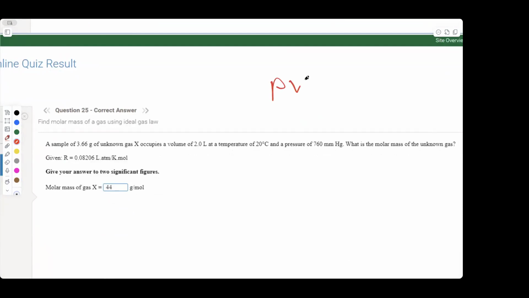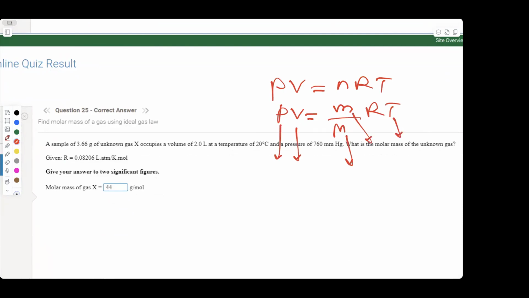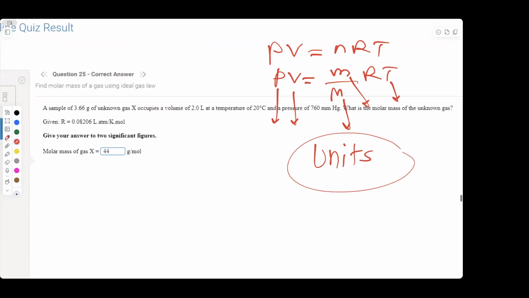So PV is equal to nRT, or PV is equal to mass over molar mass times RT. Any one missing, I can find it. If you have pressure missing, volume missing, molar mass missing, mass missing, or temperature missing, as long as you have the rest, you can find the missing one. Don't forget the units, the units, the units.